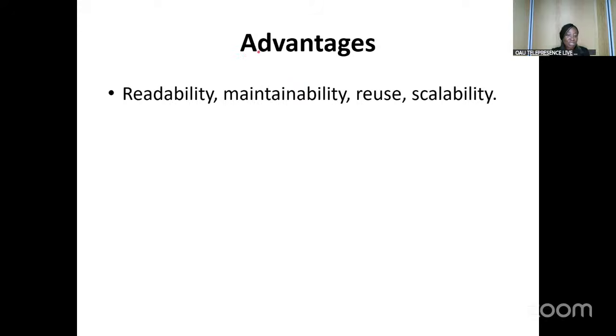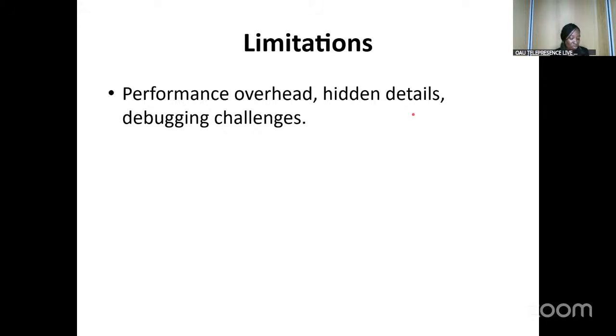So the advantages of abstraction have been mentioned the other time: readability, maintainability, reuse, and scalability. And the limitations, because we always have limitations to concepts, just like we have limitations to analogies. It increases performance overhead, it hides details, and it gives us debugging challenges.